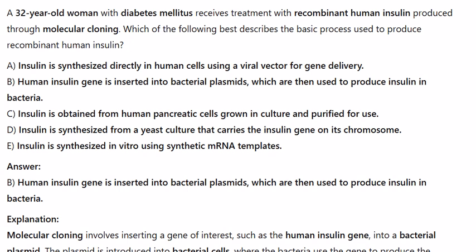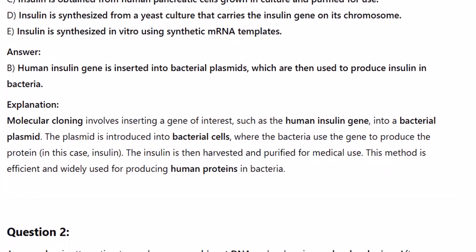A. Insulin is synthesized directly in human cells using a viral vector for gene delivery. B. Human insulin gene is inserted into bacterial plasmids, which are then used to produce insulin in bacteria. C. Insulin is obtained from human pancreatic cells grown in culture and purified for use. D. Insulin is synthesized from a yeast culture that carries the insulin gene on its chromosome. E. Insulin is synthesized in vitro using synthetic mRNA templates. Answer B. Human insulin gene is inserted into bacterial plasmids, which are then used to produce insulin in bacteria.